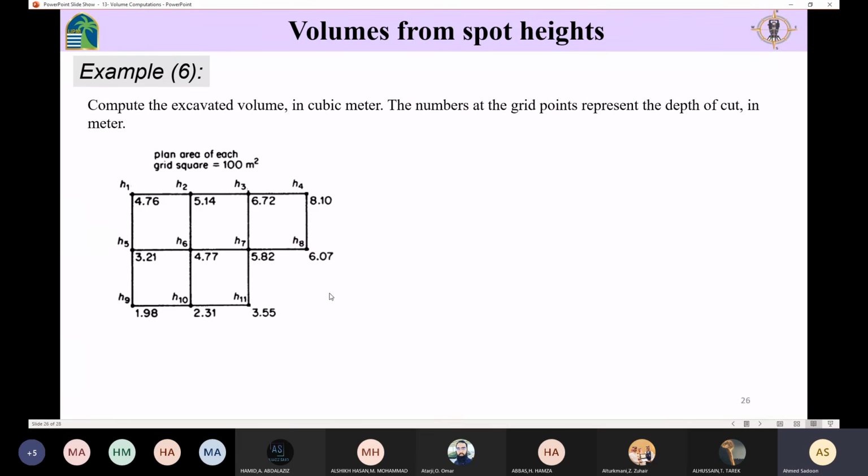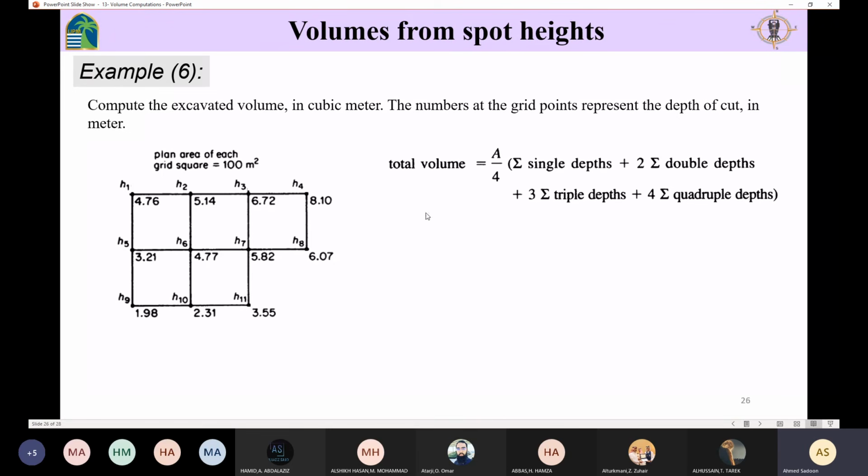So now we are going to move to the last example. In this example, we need to determine the volume to be excavated. And we create this grid. We created this grid, and here it says that the numbers at the grid points represent the depth of cut. So since it says so, it means that I'm not going to subtract anything. The numbers at the grid points represent the depth of cut in meters, so in this case I'm not going to subtract anything. I'm going to apply the formula.